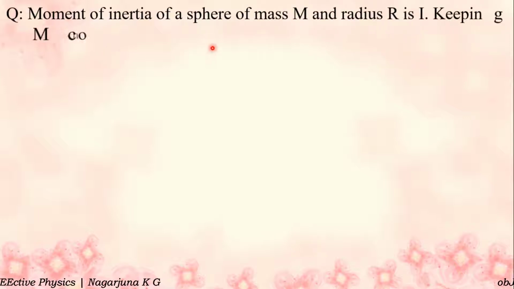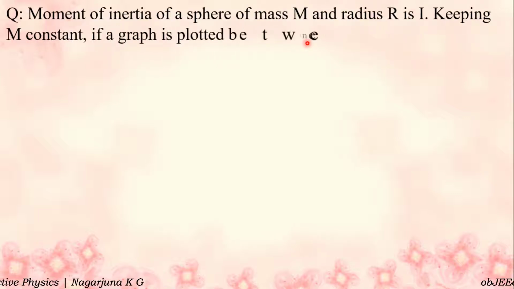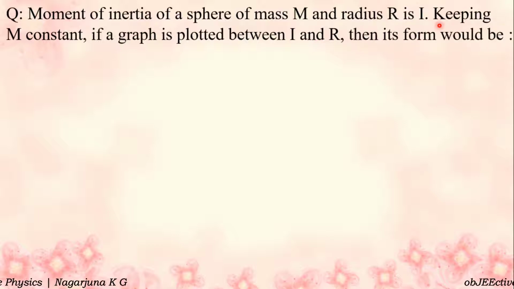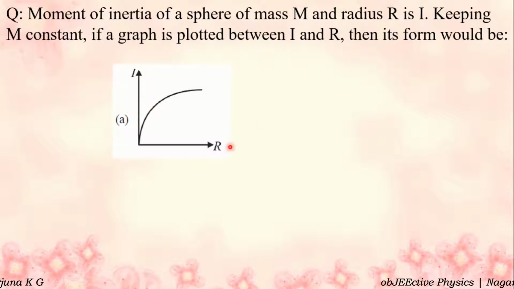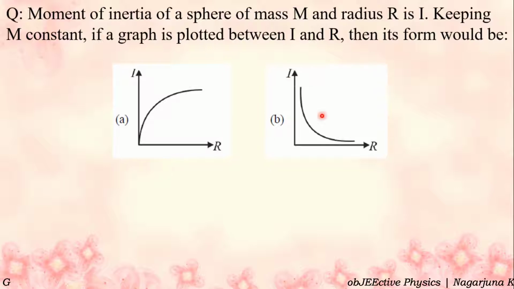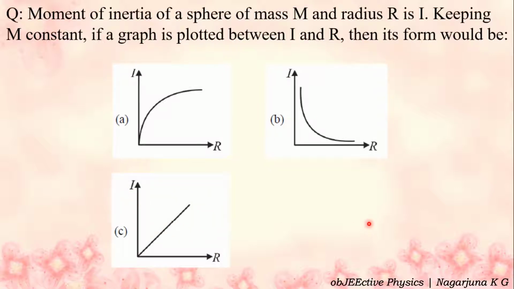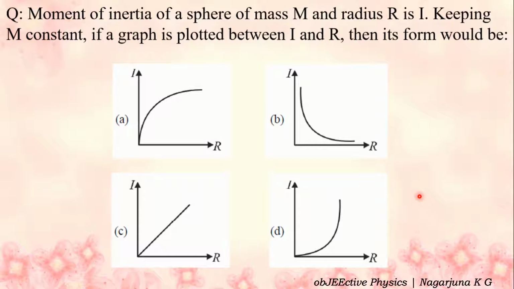Moment of inertia of a sphere of mass capital M and radius capital R is I. Keeping capital M constant, if a graph is plotted between I and R, then its form would be? Observe the options, option A, option B, option C, and option D. All four options are given different graphs between capital I and R.